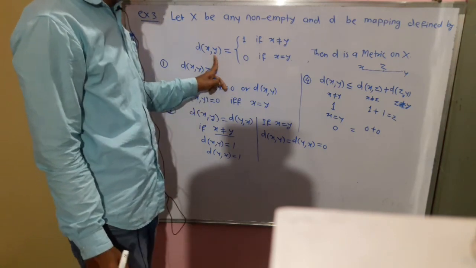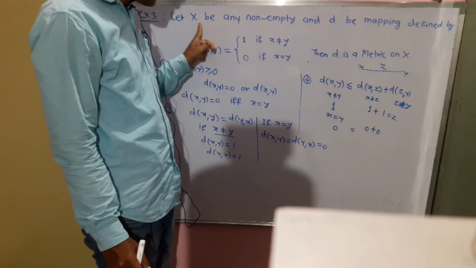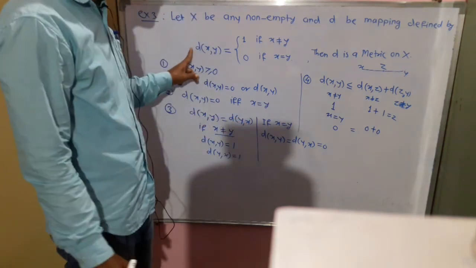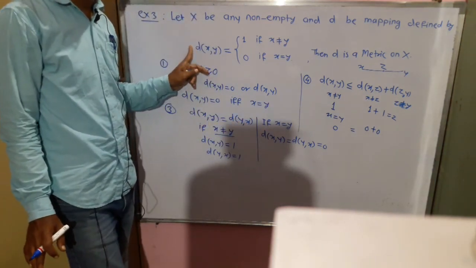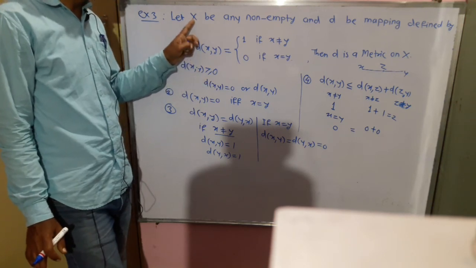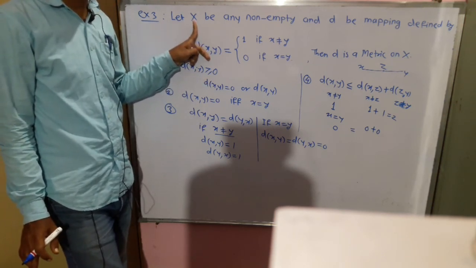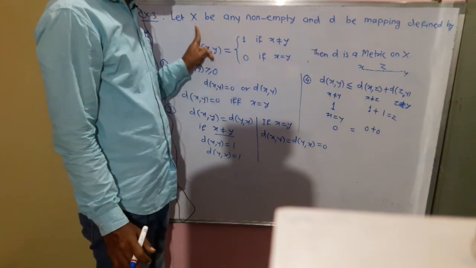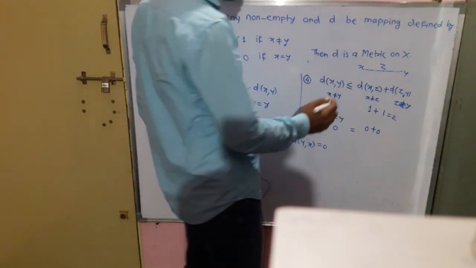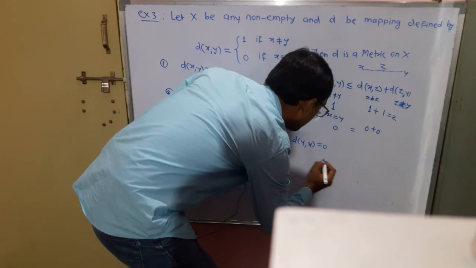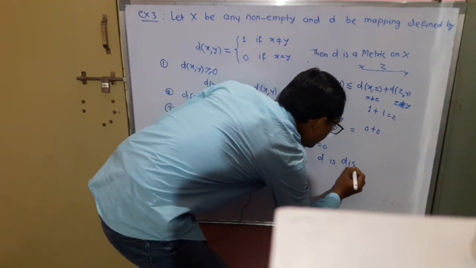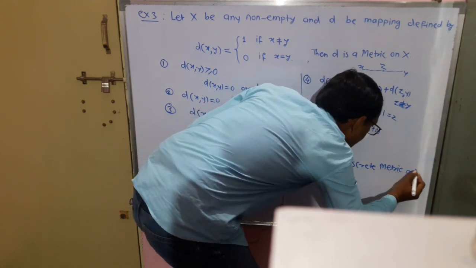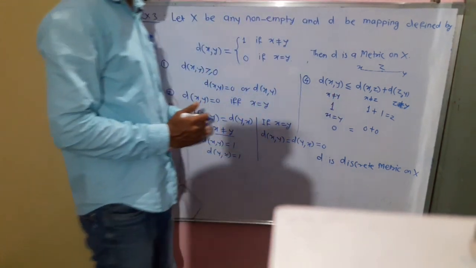So for this function and for the elements of X, all the 4 properties of a metric are satisfied. Therefore this given function D is a metric on X. As D is a metric, X is said to be a metric space. And particularly, this defined metric is said to be a discrete metric. So D is the discrete metric on X, and X is said to be a discrete metric space.